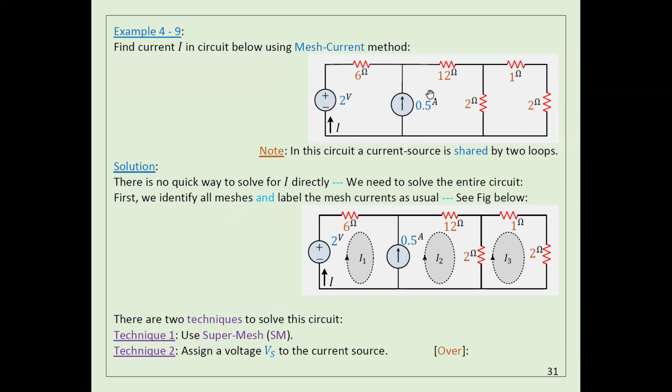Anyway, let's have another example here. This example is very close to the previous example. All I did was put the current source here in the middle, okay? I'm going to solve this example in the traditional way, okay? I'm going to have four equations, and I'm going to tell you why. Usually we should have three, right? We have three loops, so I should have three equations, okay?